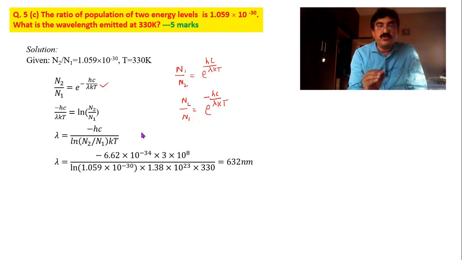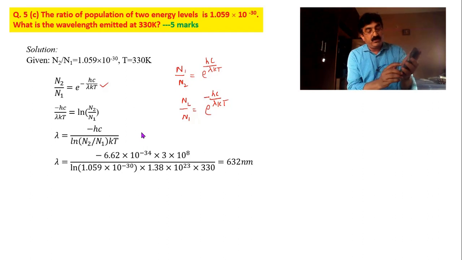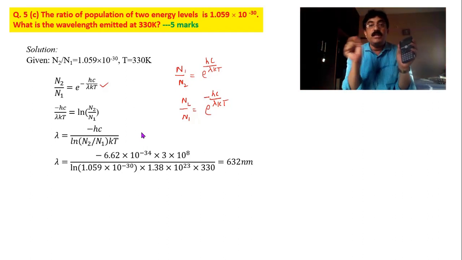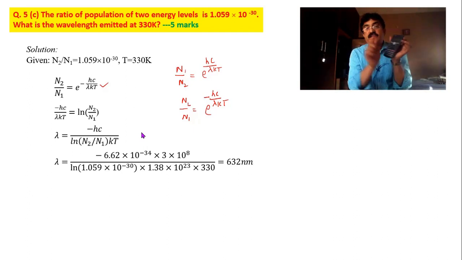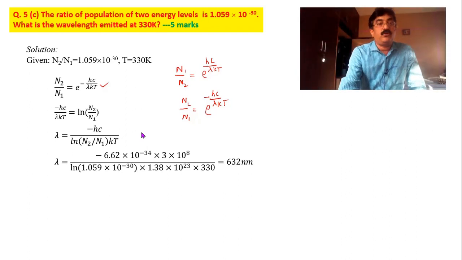Well, after that substitute the values, simplify. Pause this video and then do the calculation. In your calculator, remember, you have to press the ln button for finding this ln value, not the log button. LOG is for log to the base 10. LN is natural log. So you must know how to operate the calculator. Press the LN button, and the answer is 632 nanometer.